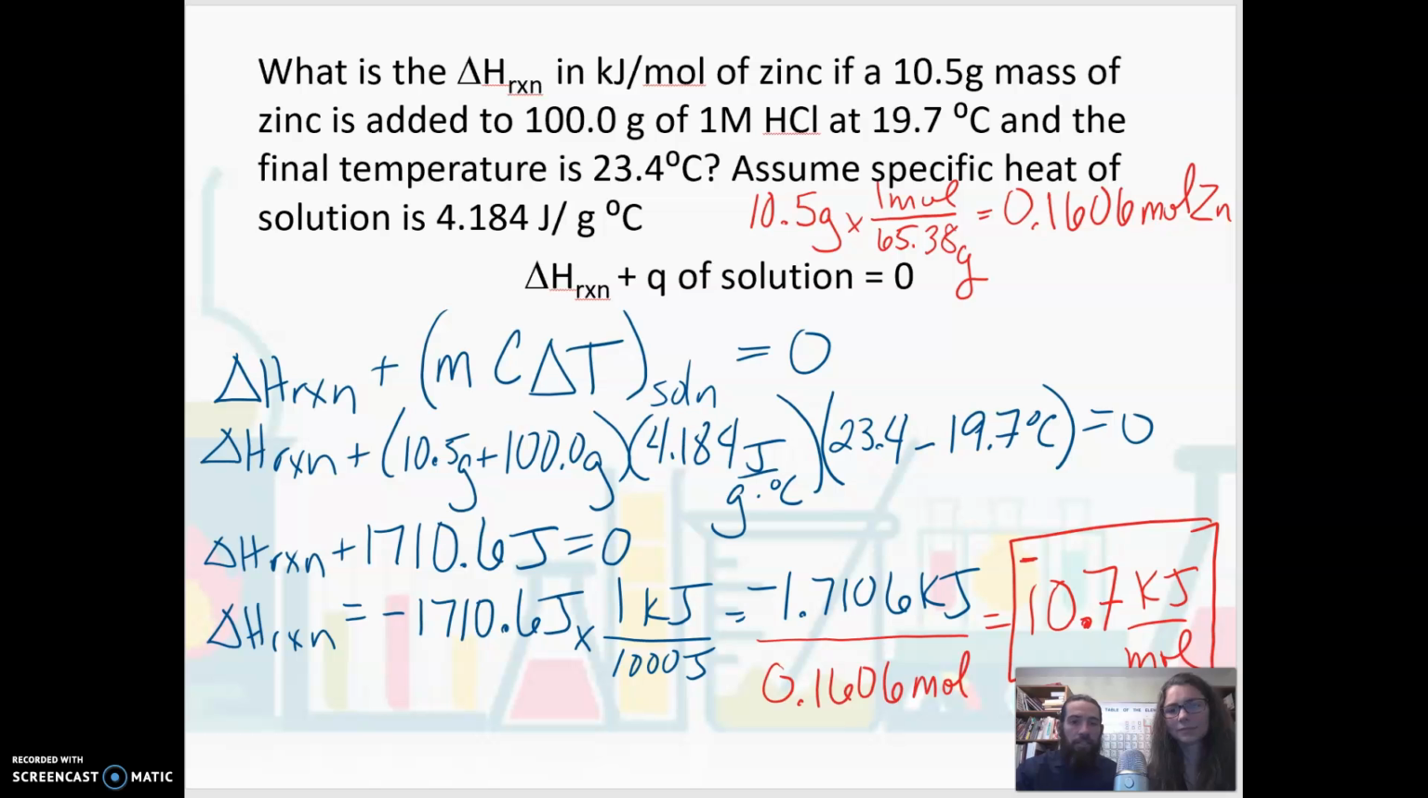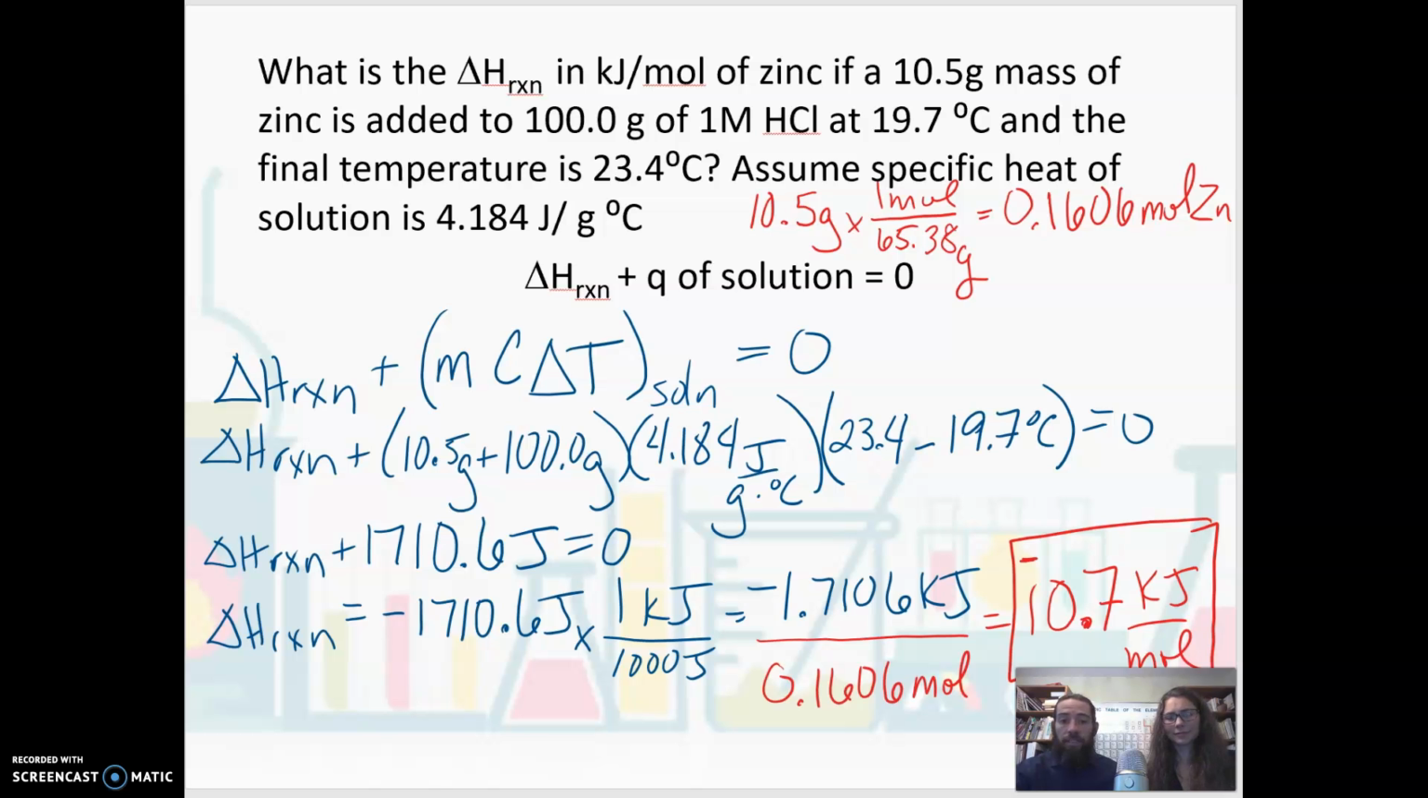All the units cancel except for joules. So I've got delta H reaction plus 1710.6 equals 0. I need to get delta H reaction on one side of the equal sign. So I'm going to move that value to the other side. I'm going to subtract it from both sides, leaving me with a delta H of reaction equal to a negative value, exothermic, and this is 1710.6 joules.